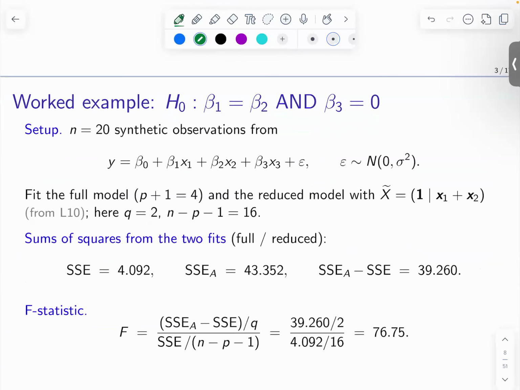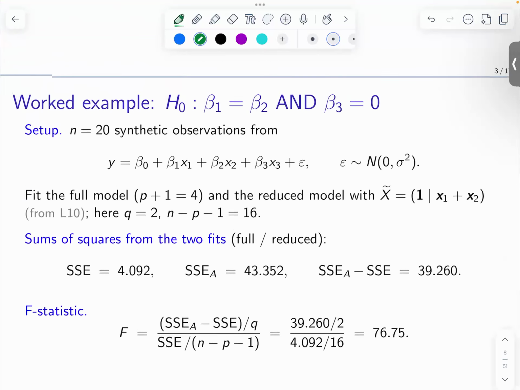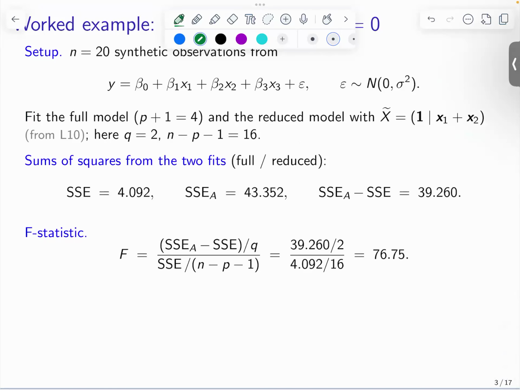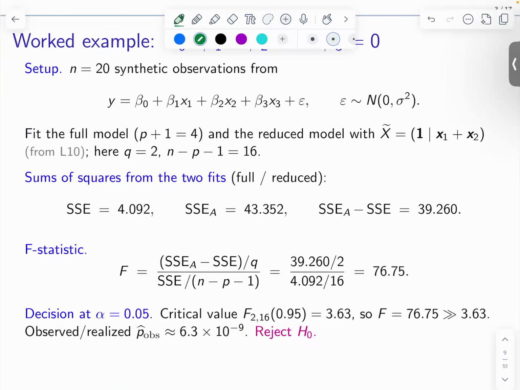Looks pretty big, but exactly, if I want to measure, is it really a big difference? It feels like it, but the proper way is to normalize properly. So this F-test allows you to exactly measure it on the proper scale. So I form the F statistic. I get 39 divided by 2 at the top. And the SSE of the full model is 4 divided by 16. And you do the calculation, it's like 76.75, let's say, okay? Is this big for an F statistic? It's pretty big.